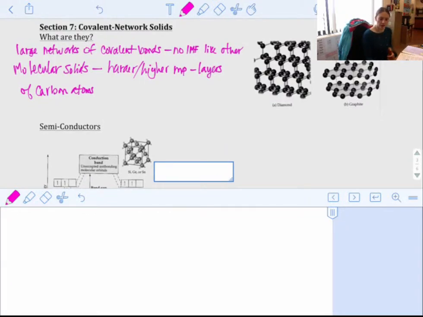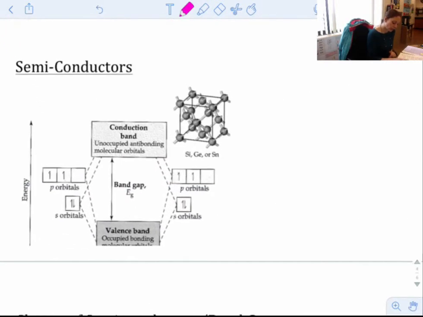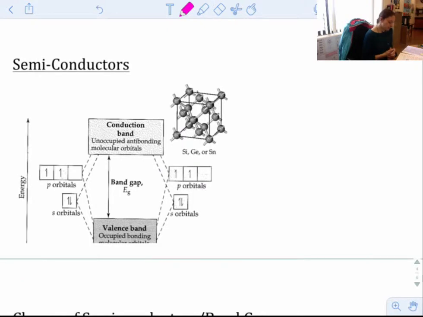Now we're going to talk about semiconductors. When you deal with a semiconductor, we talked about this molecular orbital thing. We're dealing with two parts of these molecular orbitals when you have Si, Ge, or Sn, and you're dealing with what we call a conduction band and a valence band. The valence band, not bond, is formed from the bonding molecular orbitals. The conduction band is formed from the anti-bonding molecular orbitals.